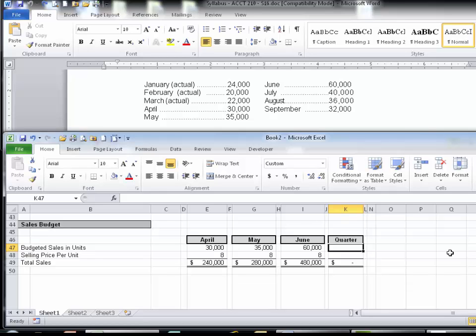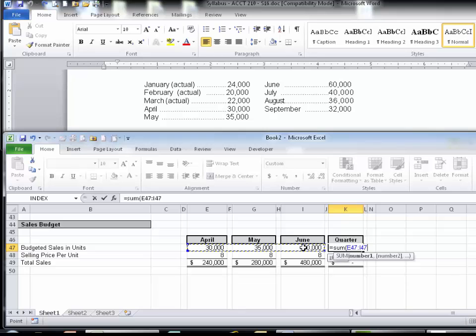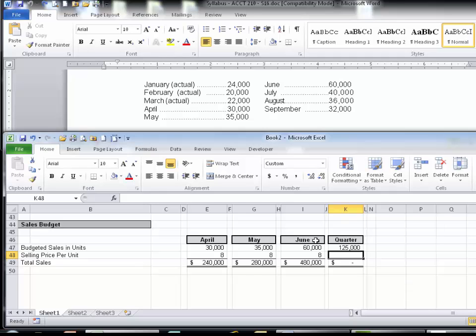So for example, when we look at the budgeted sales in units, we do add all 3 of these columns together because we anticipate that we're going to sell 30,000 units in April, then another 35,000 units in May, and finally another 60,000 units in June. So I can sum these columns, and I believe for the entire quarter I'm going to sell 125,000 units.